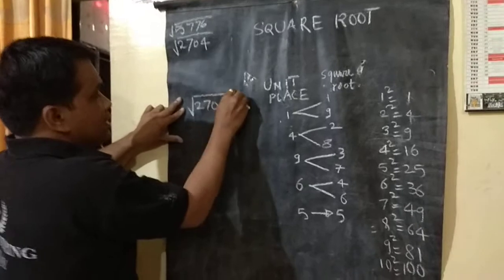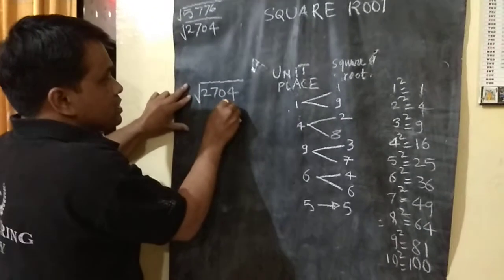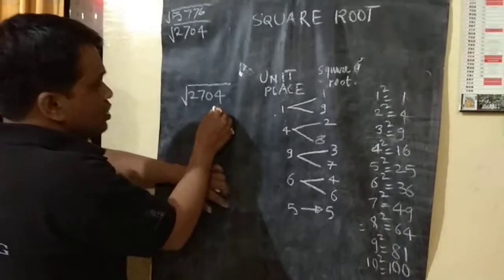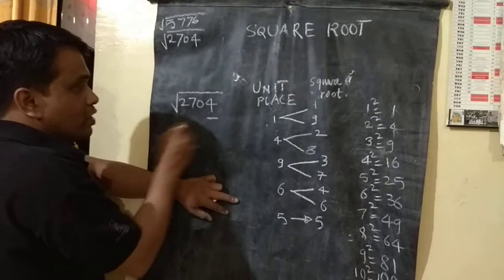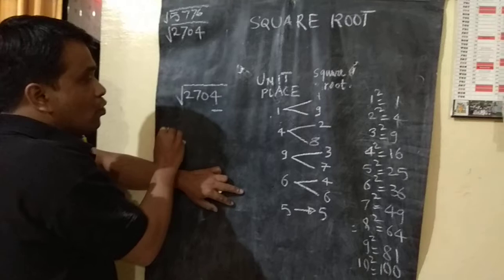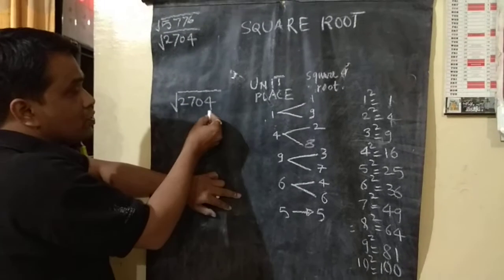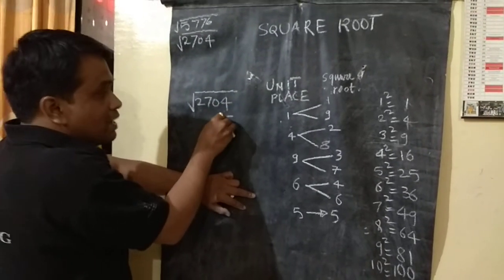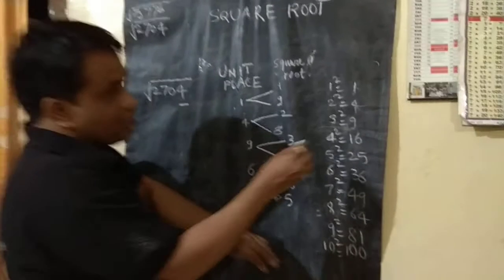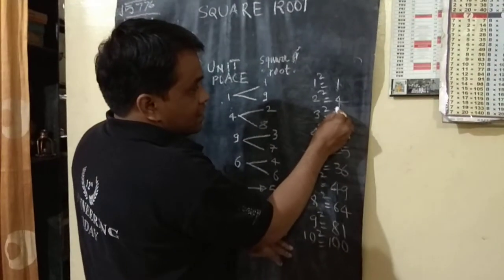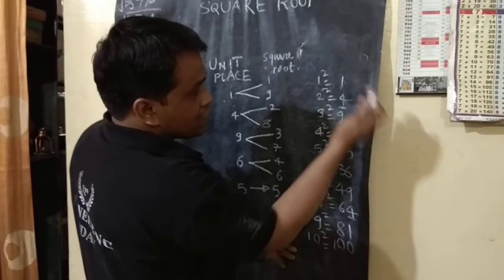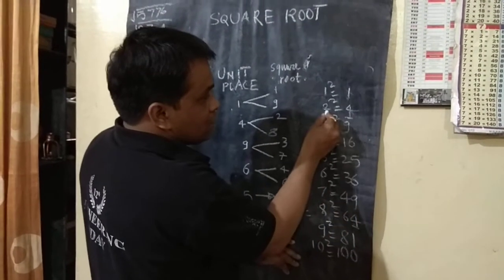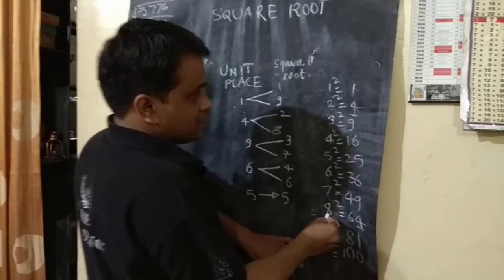2704. We are interested to find out the square root of this number. So first see the unit digit. Unit digit is 4. The possibility of square root of this 4, which is at unit place, you can see the last digit is 4. If we take the square root of this, it will either come 2 or 8.